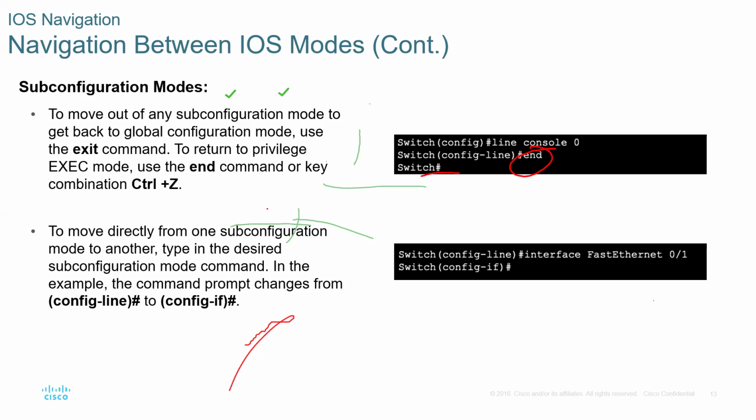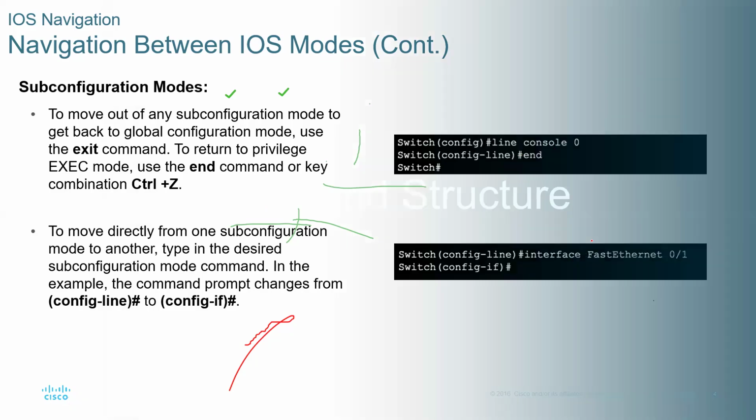So, in order to move to the interface mode, you just type interface, then the name of the interface, FastEthernet 0/1 or FastEthernet 0/2 or something like that. Whatever port, you do that, and then you'll be good.